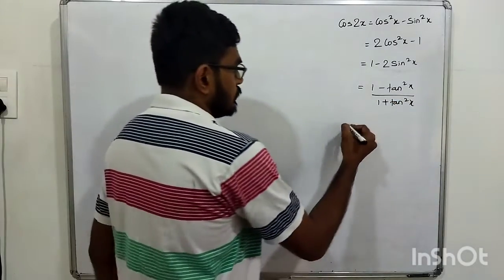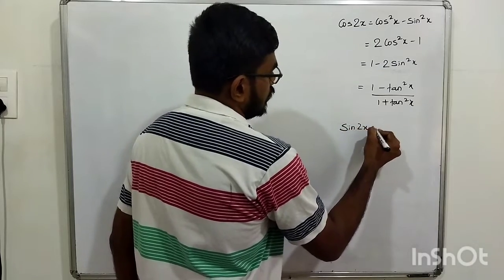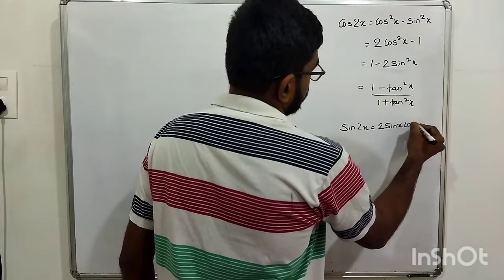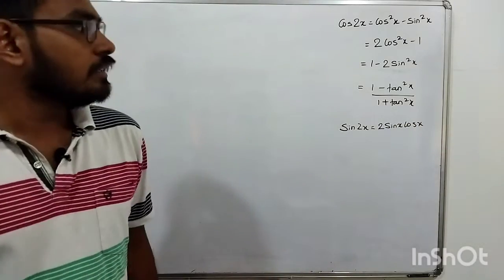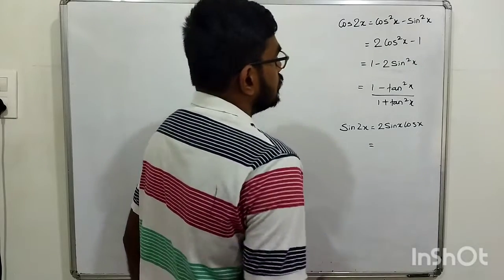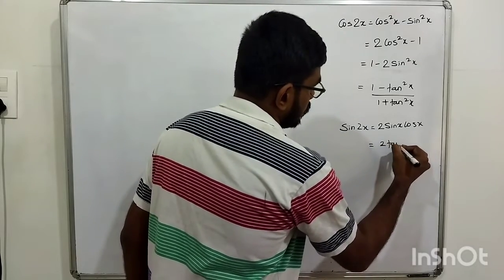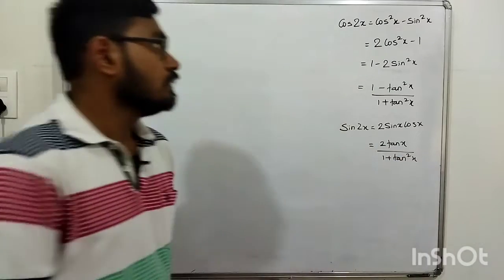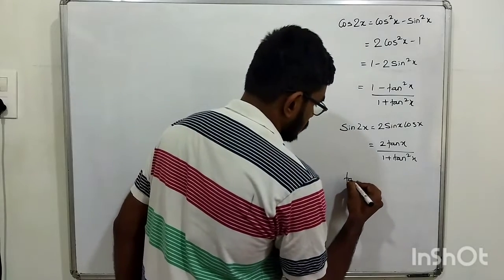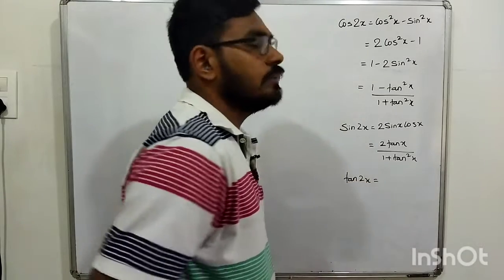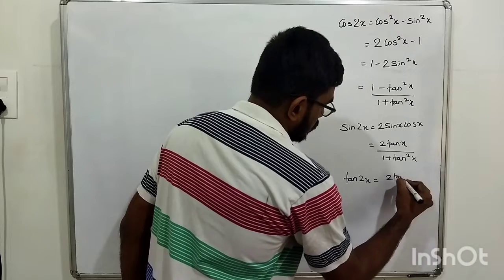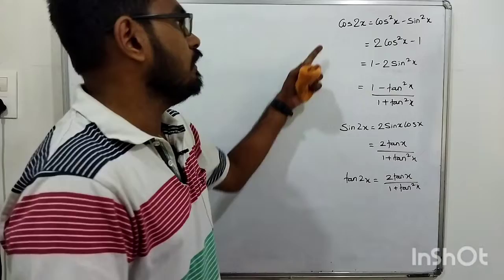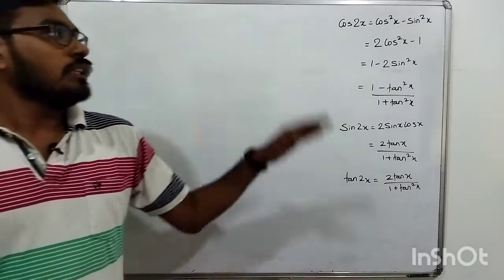Similarly, sin 2x. Sin 2x is 2 sin x cos x. This is one of the formulas. And one more formula for this we have is 2 tan x upon 1 plus tan square x. Similarly, tan 2x is equal to 2 tan x upon 1 minus tan square x. How these are derived, you can see in the previous video.